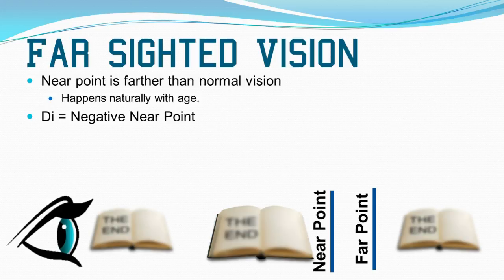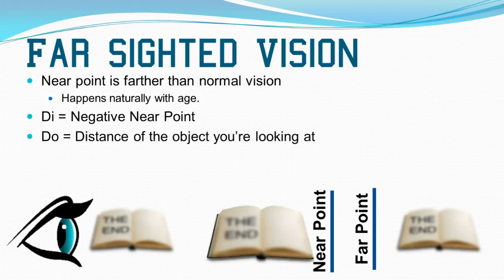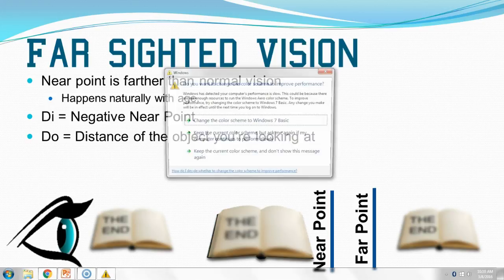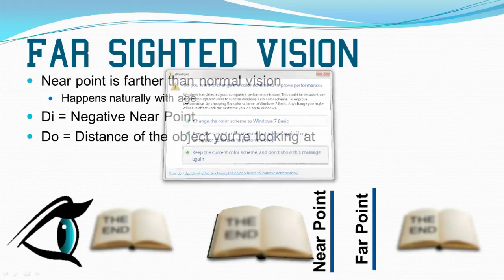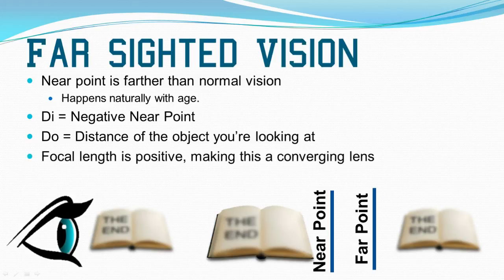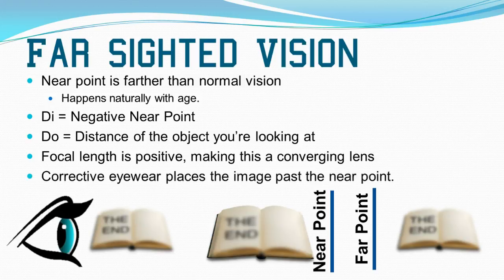When we calculate farsighted vision problems, the distance of the image is the negative near point. So if we're given the person's near point, we can find the negative image distance. The distance of the object is the distance of the object that you're looking at. Focal length is going to be positive in this case, which makes it a converging lens. So we correct this with converging lenses. Corrective eyewear places the image past the near point. This puts it within range of the near point and far point, just not your natural near point and far point.